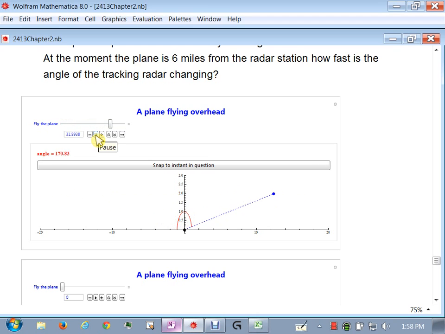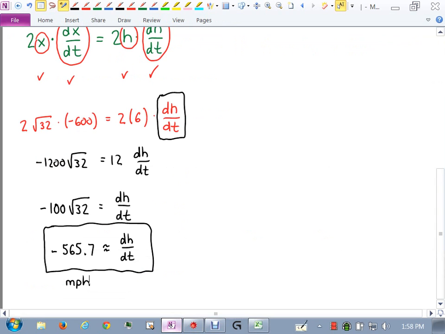So we want to know at exactly that moment again, right? Our angle's changing. At exactly that instant right there, that angle was changing, right? At what rate was it changing? How fast was it turning at that instant in time? So let's draw a picture.